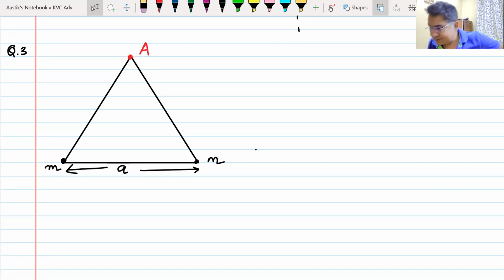Root 3 GM. Yes, so do we have an answer? Root 3 GM by A square, sir. Root 3 GM by A square looks good.